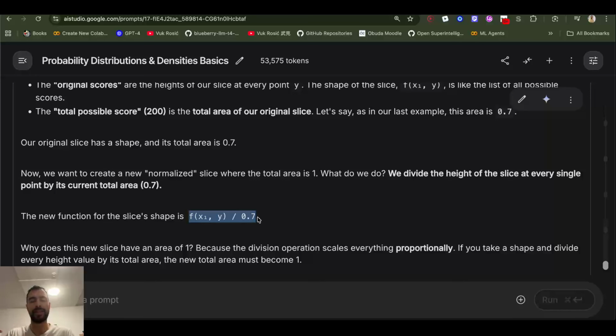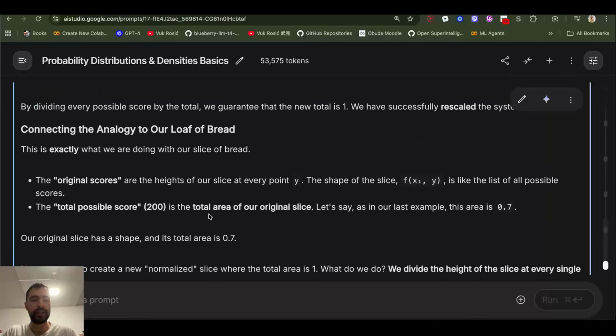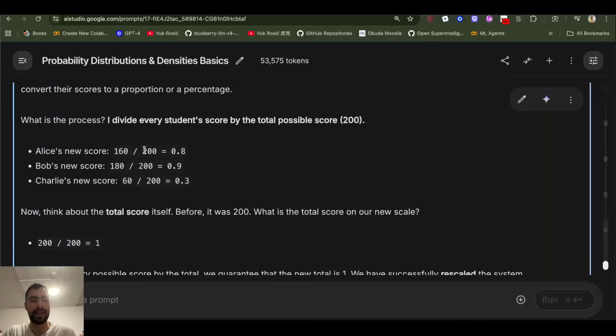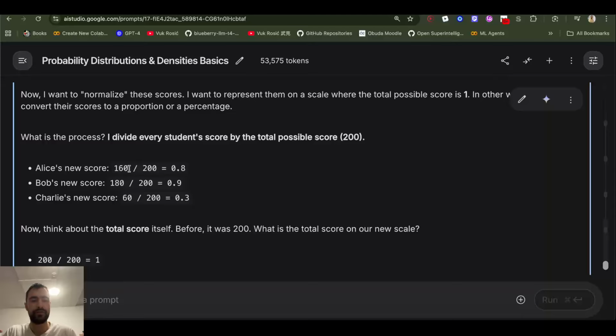So the probability distribution under it equals 1, or 100%. If this feels a bit unintuitive, why are we dividing the function by the area to make the whole area equal to 1? Just look at the scores on a test. If somebody got 160 out of 200, they got 0.8, or 80%.